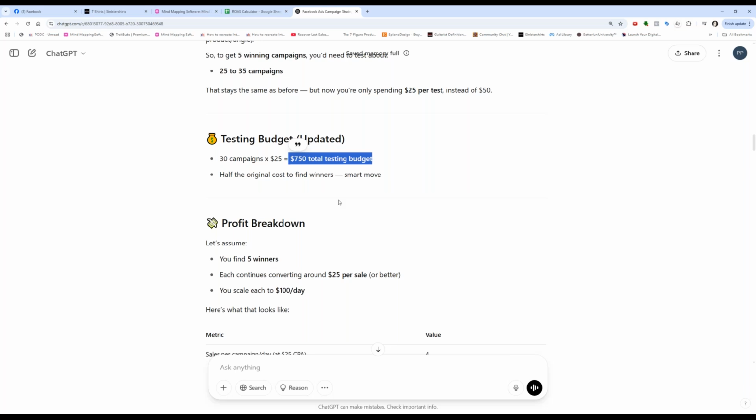Because that one shift in your frame of mind, in what you're thinking and what your expectations are, makes it so much better to run ads. So if you don't take anything else away from this whole time we're spending together today, take that and run this prompt for what you're doing. If you're selling t-shirts, adjust it to t-shirts. If you're selling mugs, adjust it to mugs. Whatever you've got to do. The more information you give it, the better. But it's amazing, right? Half the original cost to find winners, smart move.